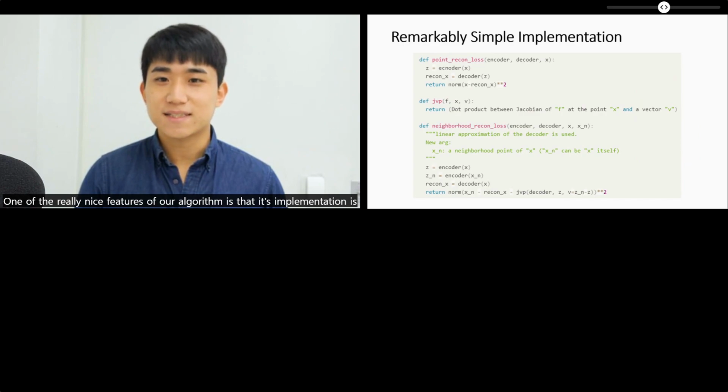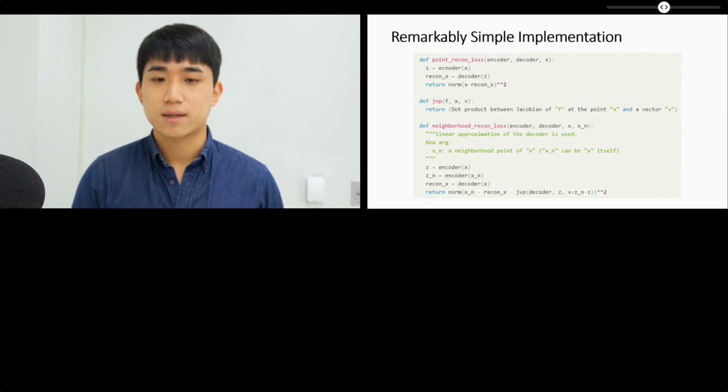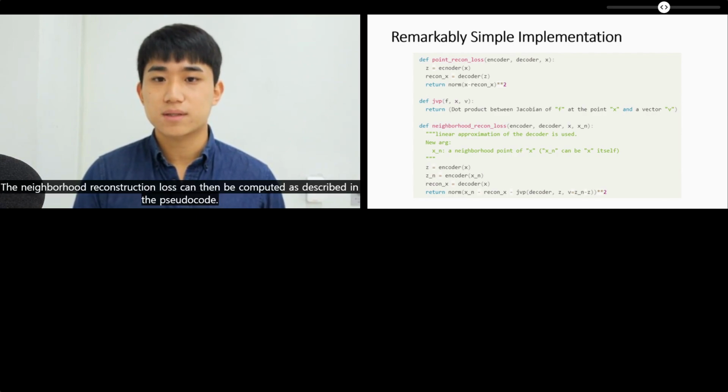One of the really nice features of our algorithm is that its implementation is remarkably easy and simple. We note that we don't need to compute the full Jacobian or Hessian for approximation of the decoder. We only need the Jacobian vector product, which is frequently referred to as the JVP function. The neighborhood reconstruction loss can then be computed as described in the pseudocode.